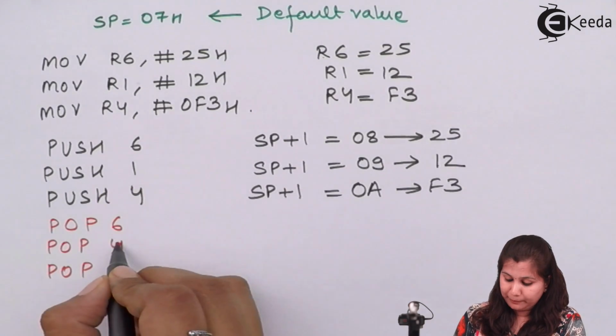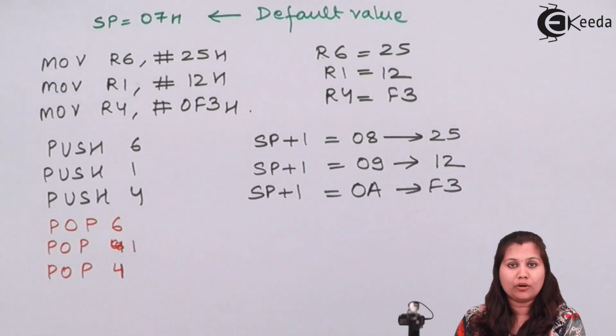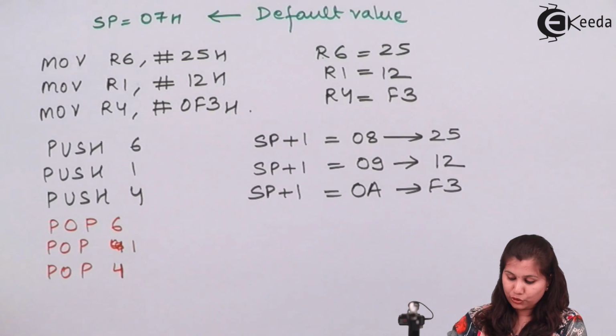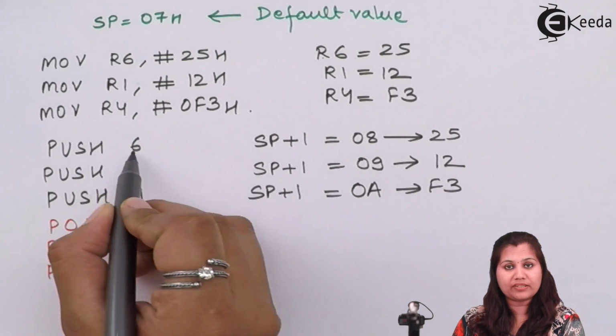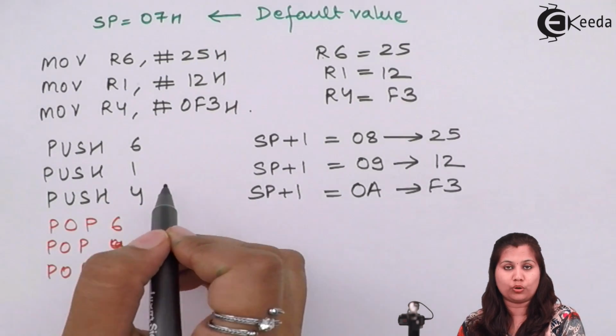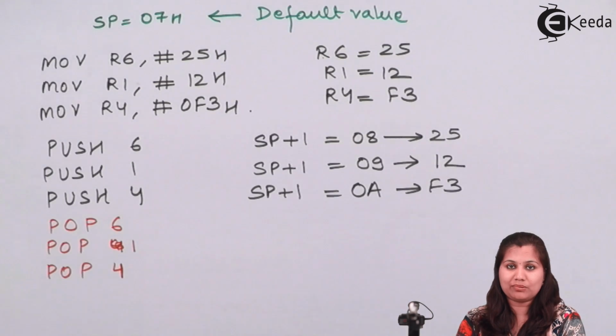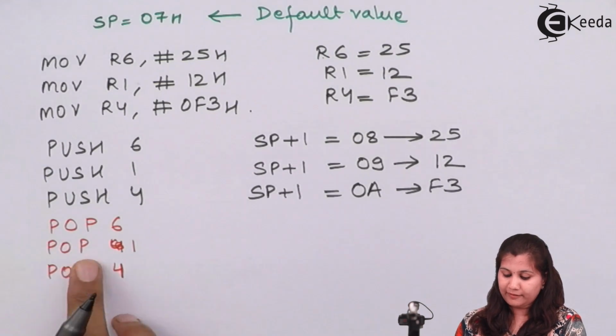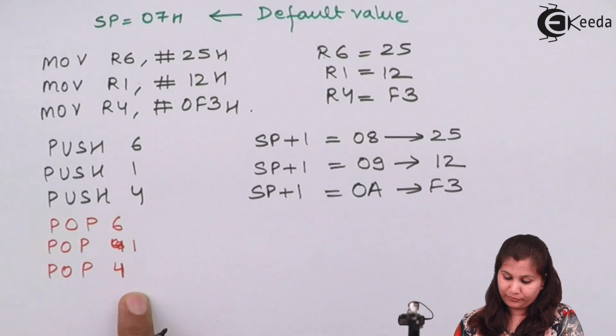Sorry, the sequence will be pop 1 and then pop 4, because when the contents are stored, first the contents of the 6 register are stored, then first is stored and then fourth is stored. So they will be retrieved in the same sequence. First the 6 will be restored, then 1 and then 4.